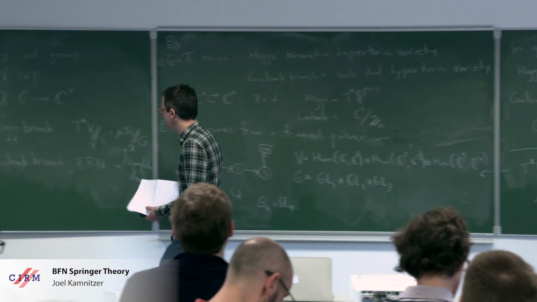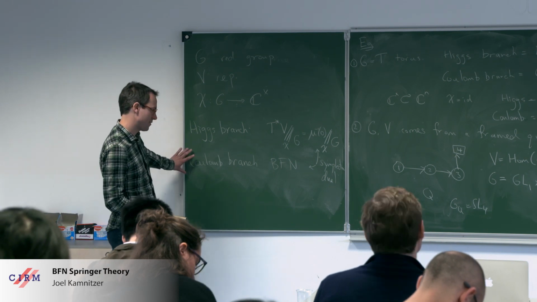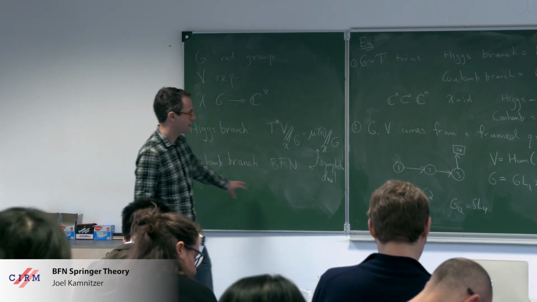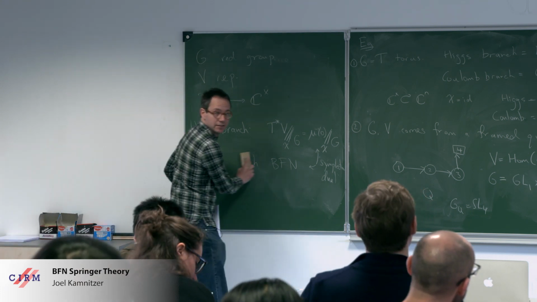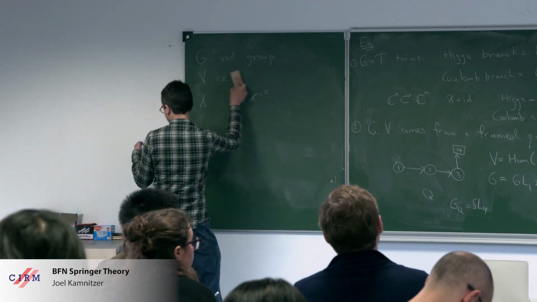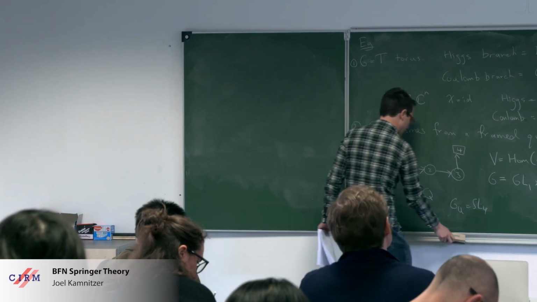Okay, so there you have some examples. So I've defined Higgs branch, and I haven't defined Coulomb branch, but I gave a couple of examples of Coulomb branch, and now I'm going to define Coulomb branch. So the definition of Coulomb branch is a little complicated.